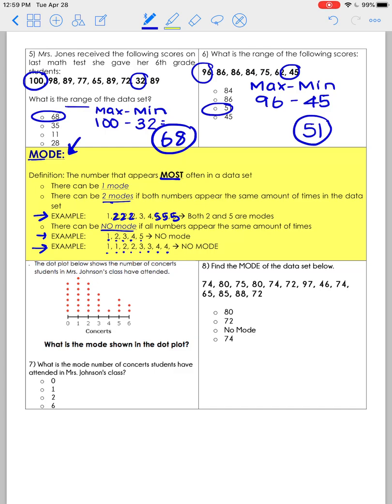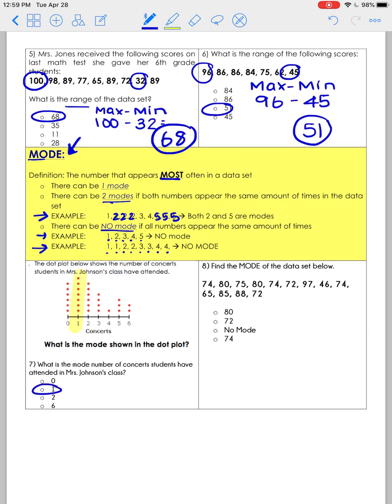All right, so if we look at number 7 on our dot plot, it says that this dot plot below shows the number of concerts that the students in Miss Johnson's class have attended. What is the mode? So if we look at a mode on a dot plot, it's really easy to see because we're looking for the one that appears the most. It's the one that's going to have the most dots. We're not looking for who went to the most concerts. We're looking for the column that has the most dots. And if we look, that's this column right here. Okay, so the mode, or the one that appears the most, would be our 1.